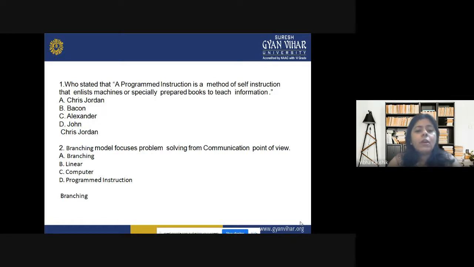Now, the second one: which model focuses on problem solving from a communication point of view? The options are A, branching, B, linear, C, computer, or D, program instructions. So these are the options, and the correct answer is option A, that is branching.